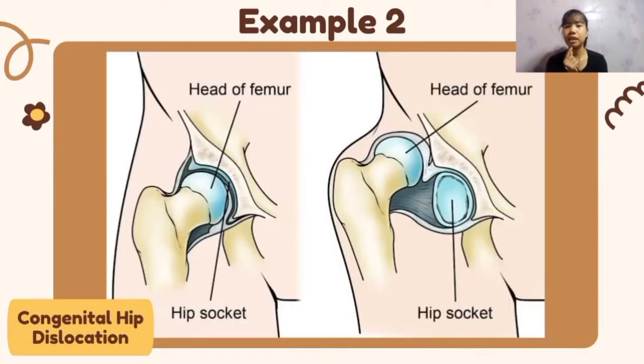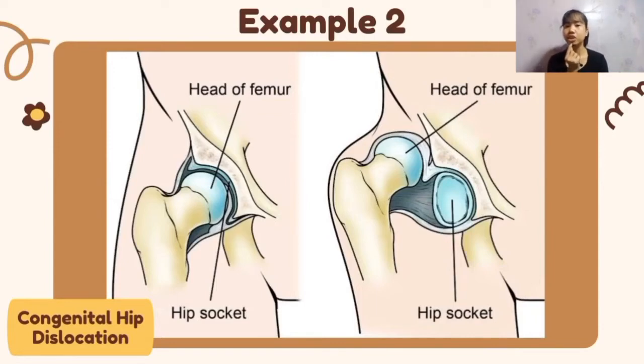Next is congenital hip dislocation. It occurs when a child is born with an unstable hip. It is caused by abnormal formation of the hip joint during the early stages of fetal development. Another name for this condition is developmental dysplasia of the hip. This instability worsens as your child grows.